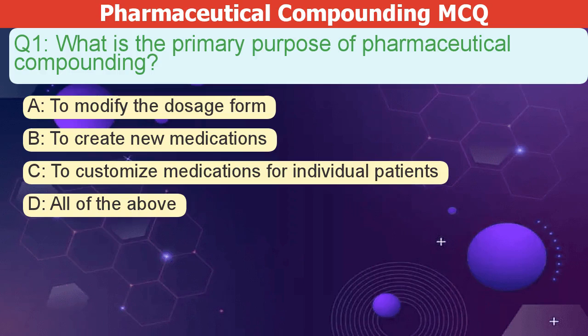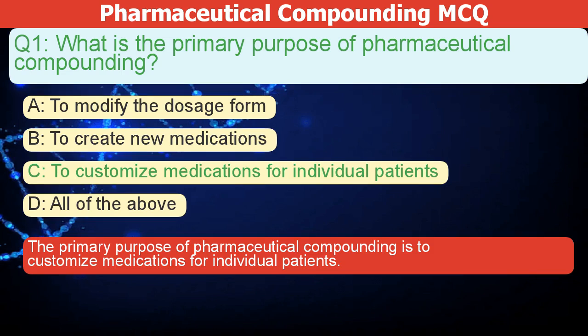What is the primary purpose of pharmaceutical compounding? A. To modify the dosage form. B. To create new medications. C. To customize medications for individual patients. D. All of the above. The correct answer is C. The primary purpose of pharmaceutical compounding is to customize medications for individual patients.